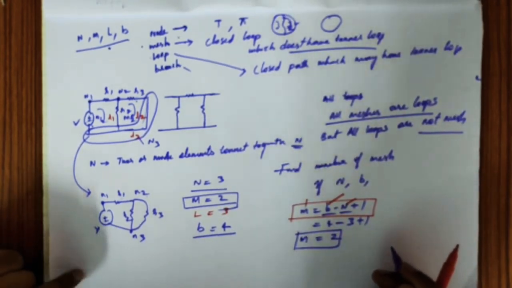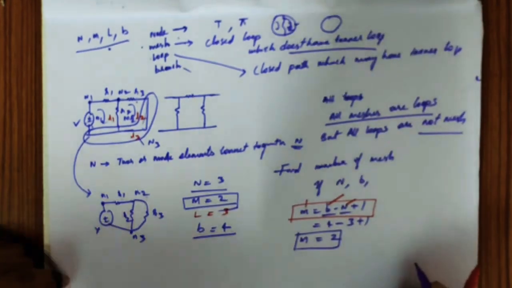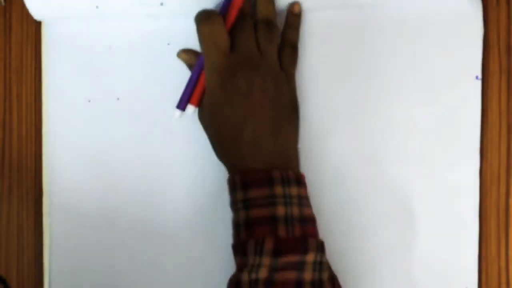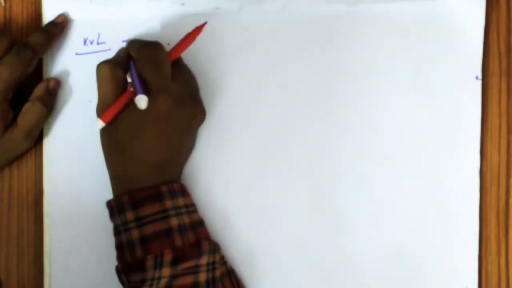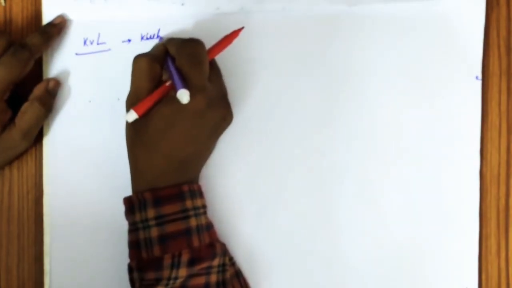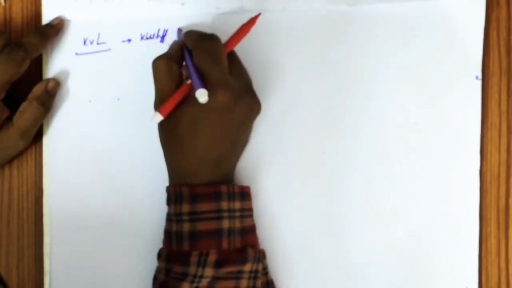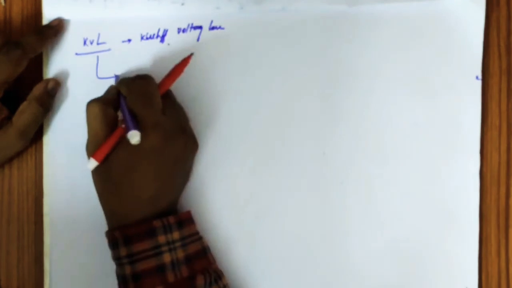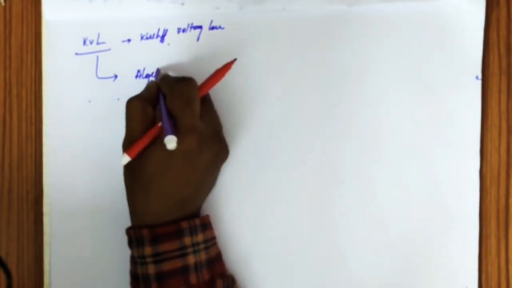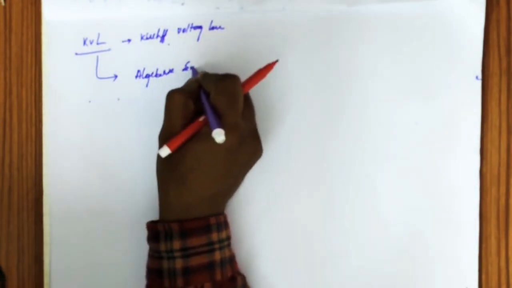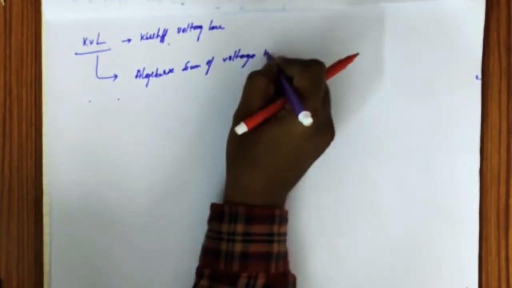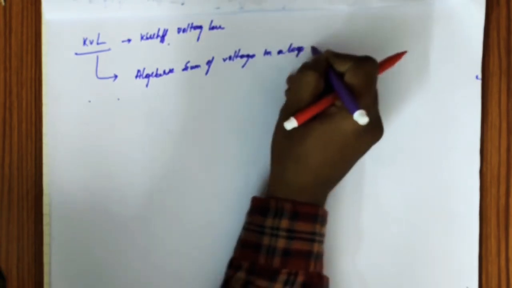Now we'll shift to what is KVL and what is KCL, the main heart of our circuit solving. So what does KVL mean? Kirchhoff current law, Kirchhoff voltage law, sorry. So Kirchhoff voltage law states that the algebraic sum of voltages in a loop is equal to 0.